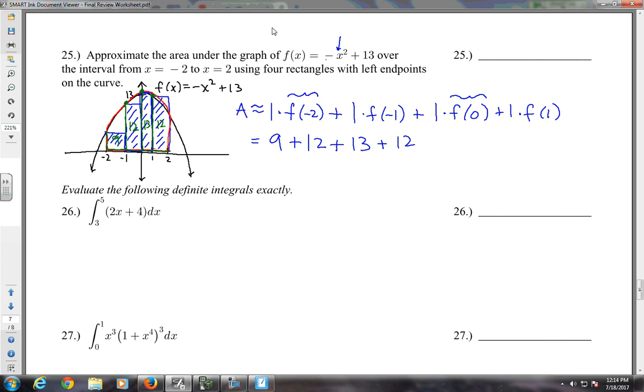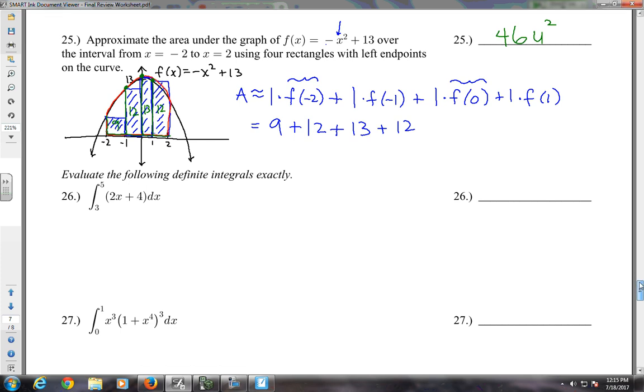Now I simply sum those values to determine the approximate area. Let's see, 10, 20, 30, looks like we're going to end up with 46 square units, approximately. Okay? All right, moving on to definite integrals.